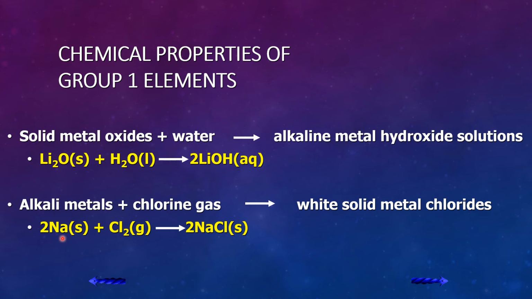Okay, the fourth one, we take the alkali metal, for example, sodium here, react with chlorine gas at the back. Okay, you will produce sodium chloride. What? Sodium chloride? Garam dapur? Tapi tak boleh lah makan sebab mungkin ada chlorine. Chlorine is a very poisonous gas. Okay, white solid metal chloride. So those 4 chemical properties you have to memorize, you have to remember, and you have to know how to write a balanced chemical equation. Okay, and you have to know the product.